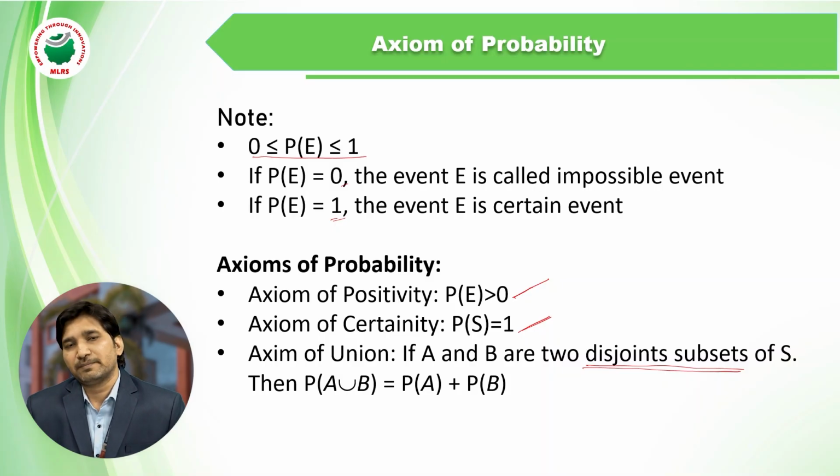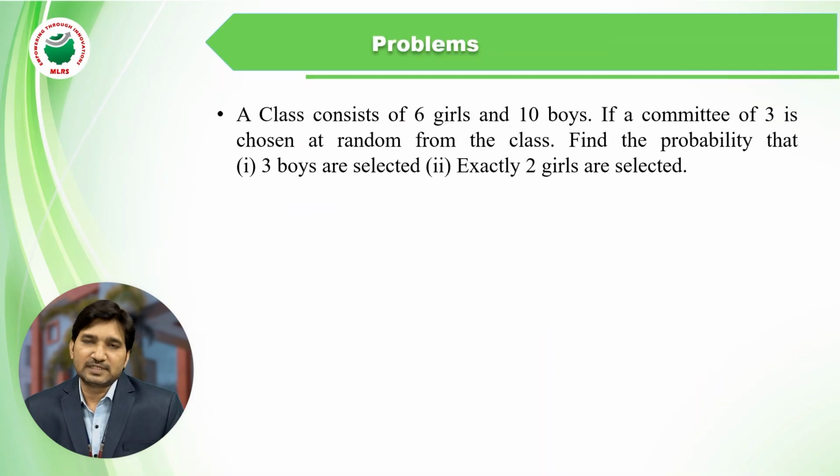So these are the basic definitions of probability. Now we have to discuss a small problem. A class consists of 6 girls and 10 boys. If a committee of 3 is chosen at random from the class, find the probability that the first is 3 boys are selected, and the second is exactly 2 girls are selected. So here you have to use the probability definition.